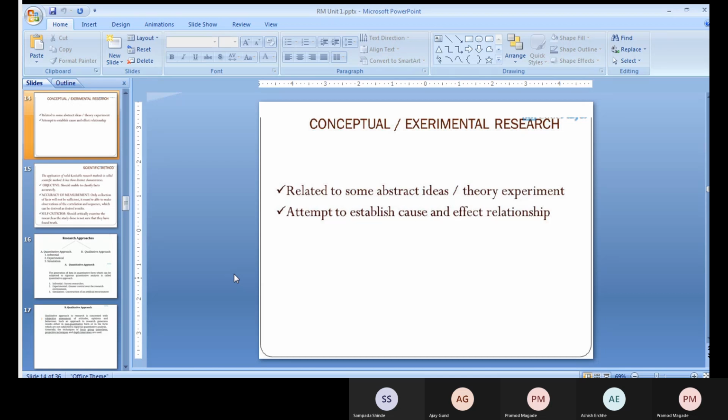Okay, sorry. Now this is about conceptual and experimental research. They have mentioned some abstract ideas and theory experiment. Now I'll explain one by one. Can anybody tell me what is abstract? Do you know what is abstract? Sir, it's a short form, meaning the small points that we are going to cover during our projects. Yes, abstract is the crux, the summary of our project. That is called abstract.